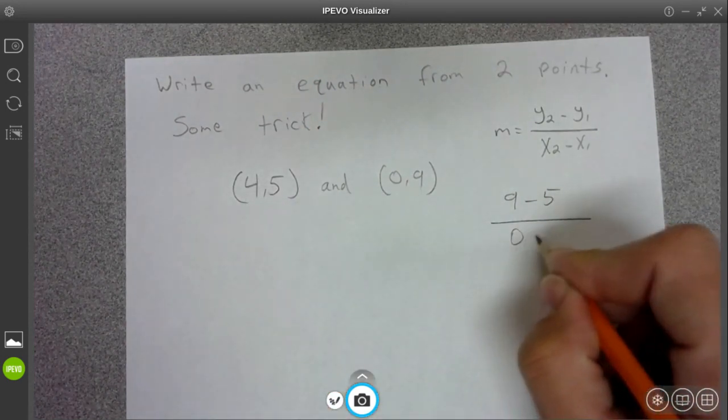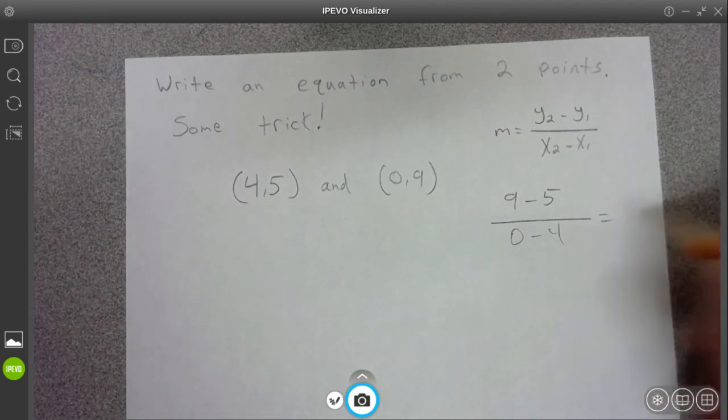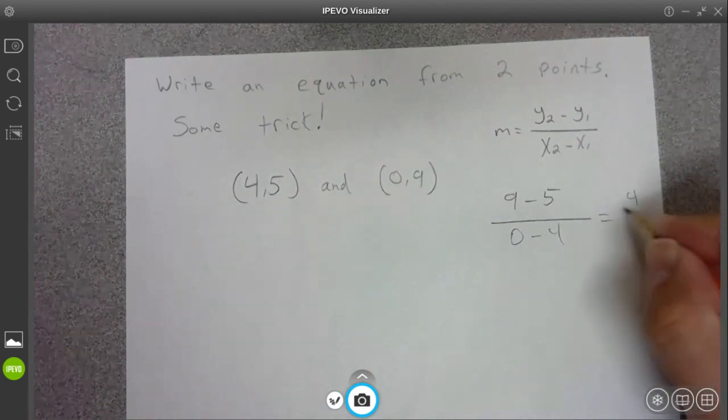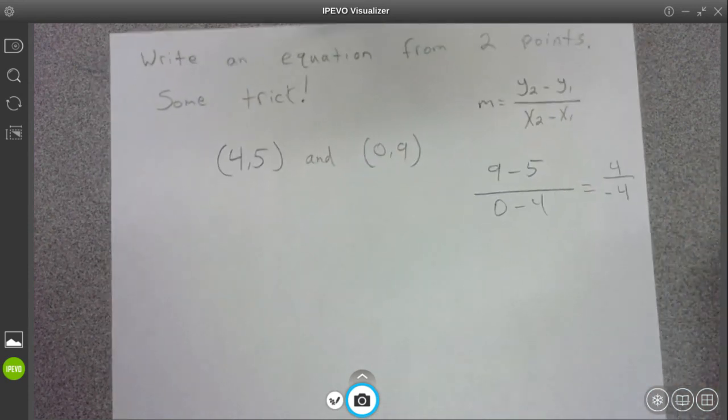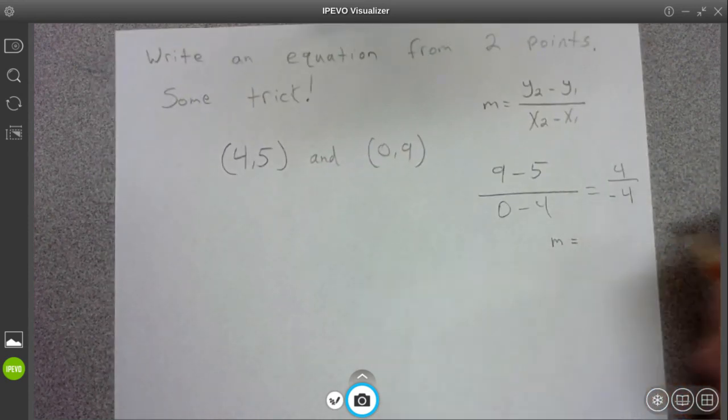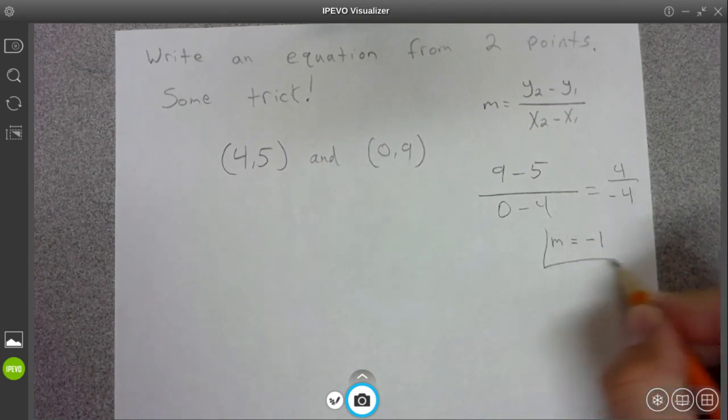minus x1, so 0 minus 4. All right, 9 minus 5 is equal to 4. 0 minus 4 is equal to negative 4. And so our slope, our m, is equal to negative 1.